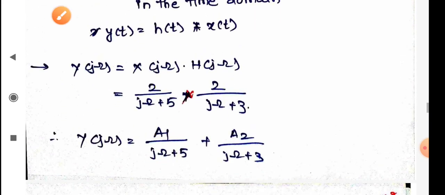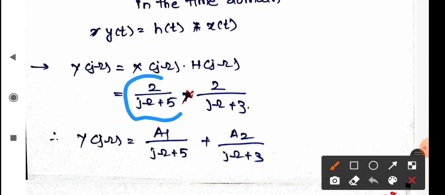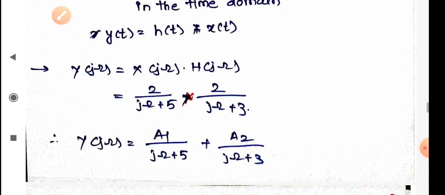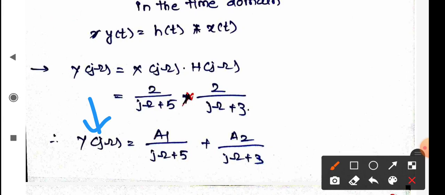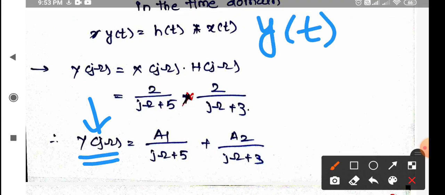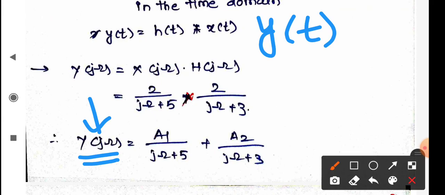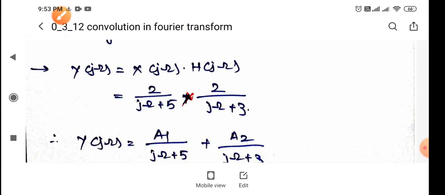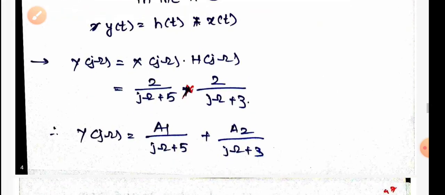Now I am simply required to multiply these two. This is multiplied with this. But now, however, my job is not over. I am required to find out the inverse Fourier transform of this. Right now I am there with Y of j omega. I am interested in y of t. If I want to obtain y of t from Y of j omega, I am required to take the inverse Fourier transform, right?